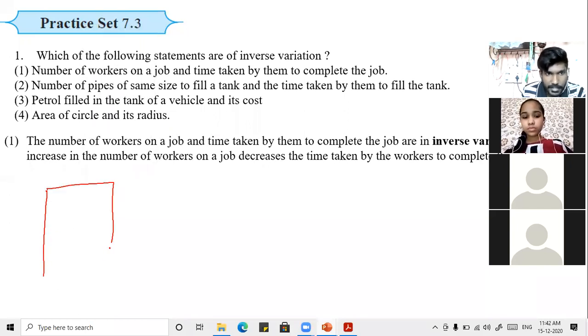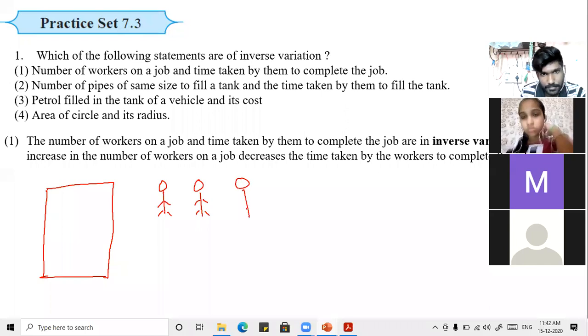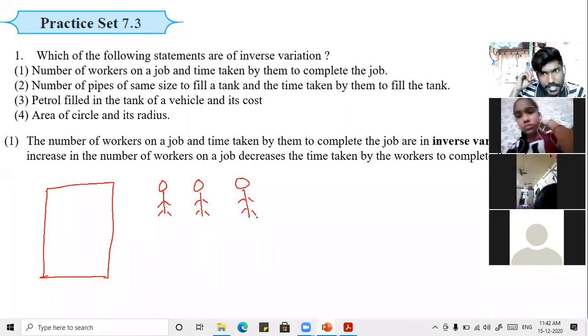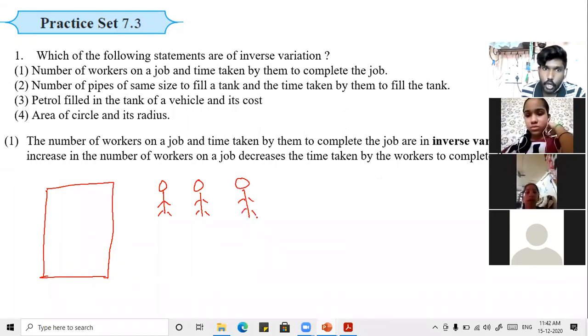Suppose this is a building and the glasses of this building have to be cleaned, okay? The glasses of this building have to be cleaned. So your work is, if there are three workers who have to do this work, they have to clean the glasses of this building. Obviously, how much time will they take?